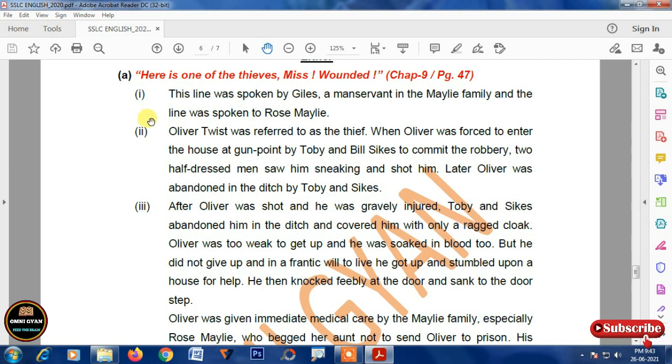So the question is, I'll read the first question only. Who said this and to whom? The second question, okay, chalo, I'll read this also. Who was referred to as the thief and why was he wounded? So this is Oliver Twist.